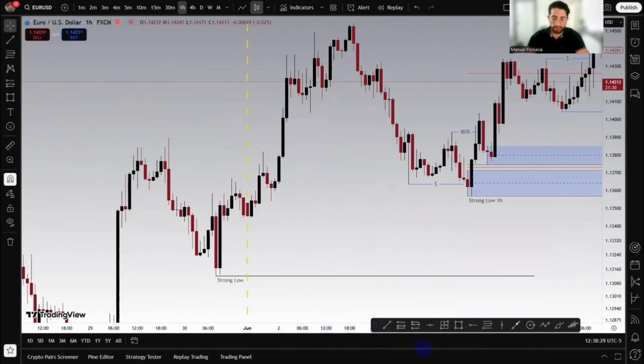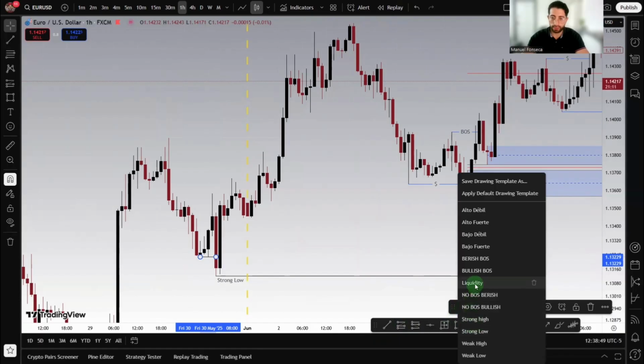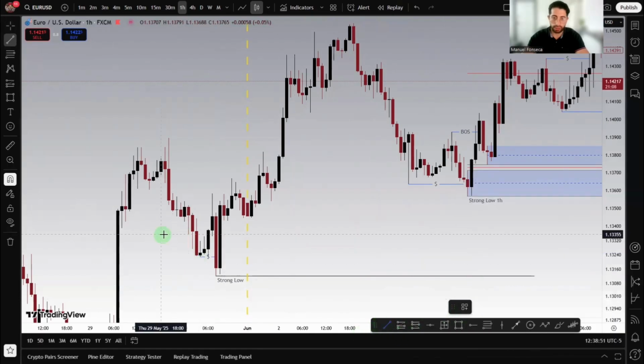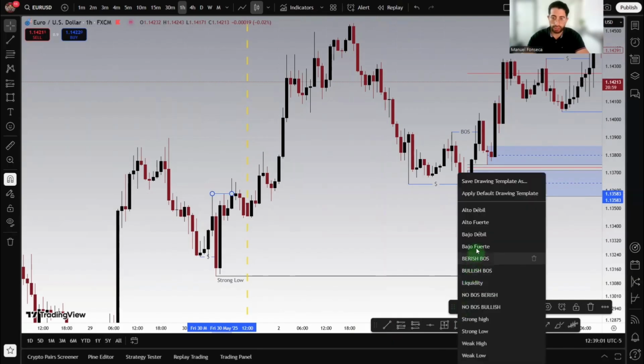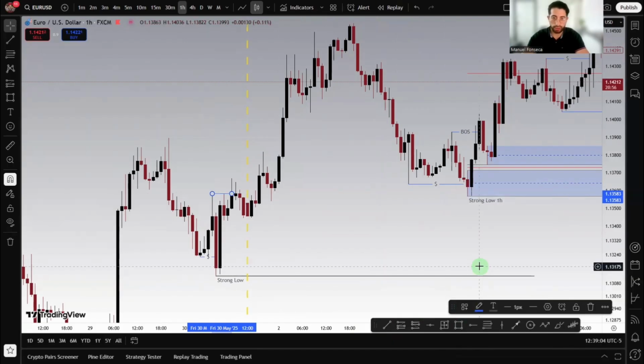Okay, strong low. But now we have here the swing low. This will be the swing low. Here we have it, swing low. Perfect. And then from the swing low, we have the swing high, which is right here. This will be the swing high. Perfect. And the swing high becomes a BOS, break of structure, right?